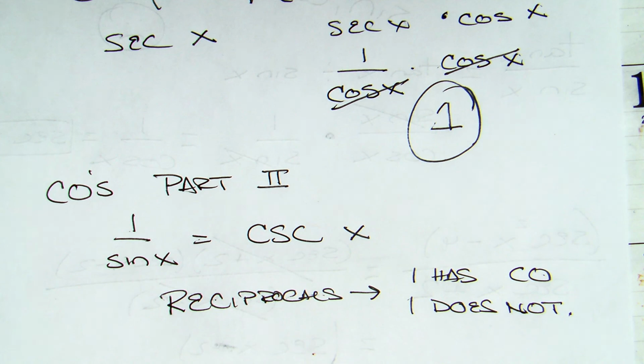Well, that means if you look at sine, does sine have a co? No. That means the reciprocal of sine is cosecant. Same thing, does cosine have the co? Yes, so its reciprocal is secant.